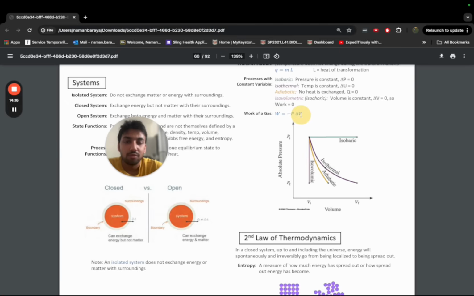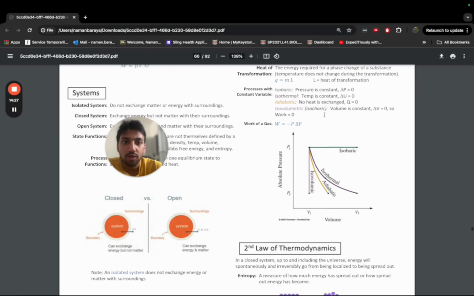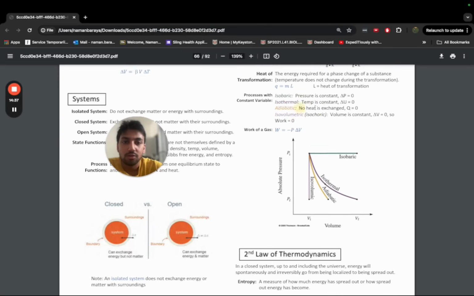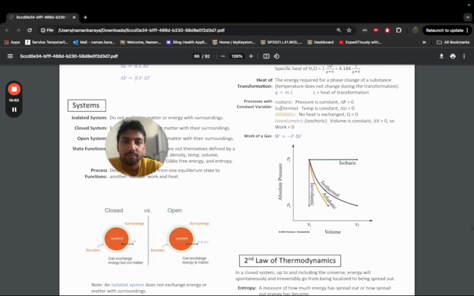We'll keep in mind this equation when we're looking at all of these processes. The work of a gas is equal to negative P times the change in volume. P is pressure, V is volume. So for isovolumetric, the change in volume is going to be 0, and because of that, the work of the gas is 0. Adiabatic means Q is equal to 0, and so there's no heat exchanged with the system.